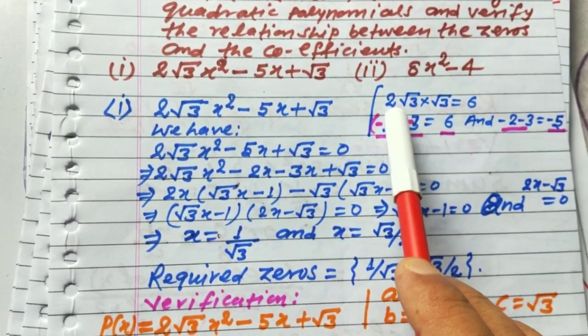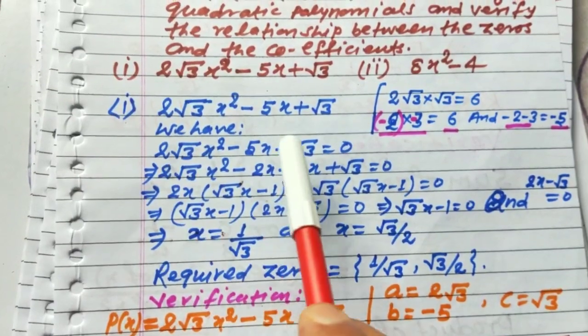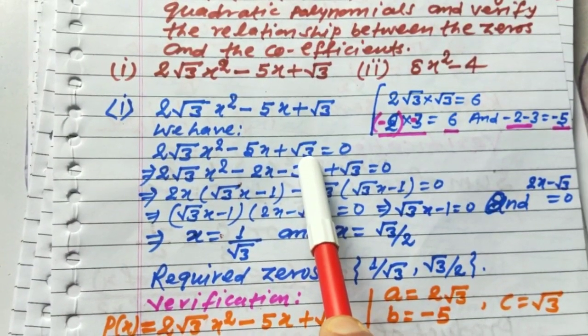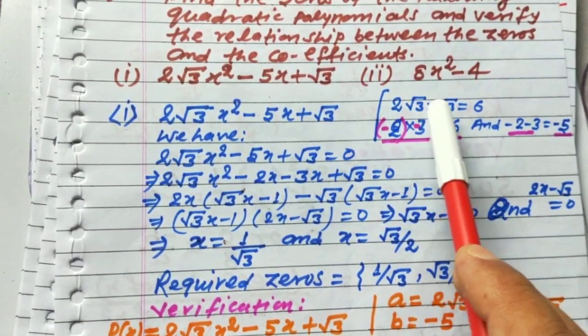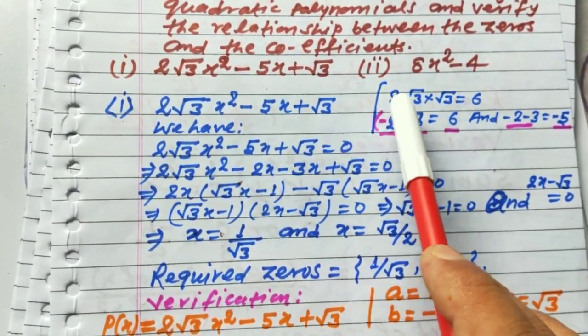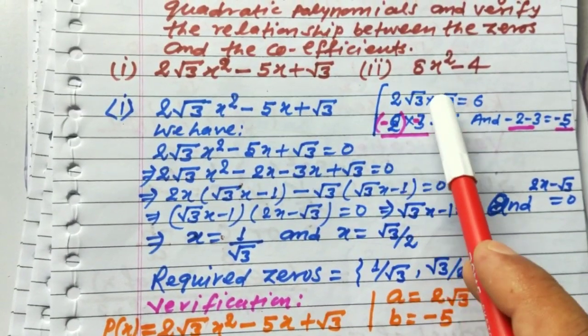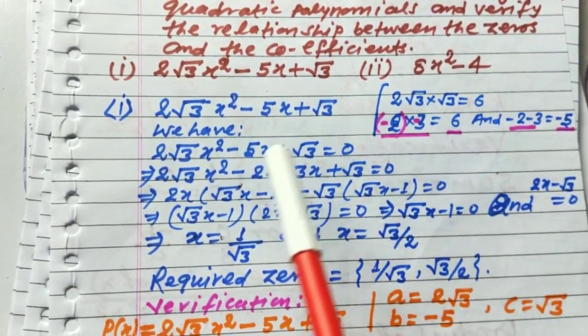2√3, the coefficient of x² is 2√3 and the constant term is √3. If we multiply these two, it will be equal to 2√3 multiplied by √3, which is 2 multiplied by 3, equal to 6.